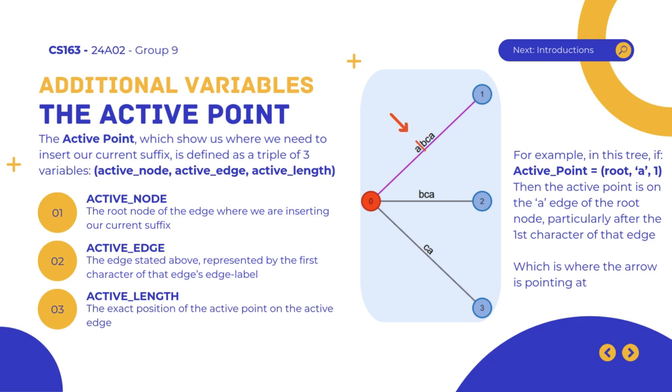For example, in this tree, if the active point is root, A, 1, we would follow the root along the edge with the letter A at the beginning, and we go one character. So the active point is on the A edge, particularly after the first character, which is where the arrow is pointing.